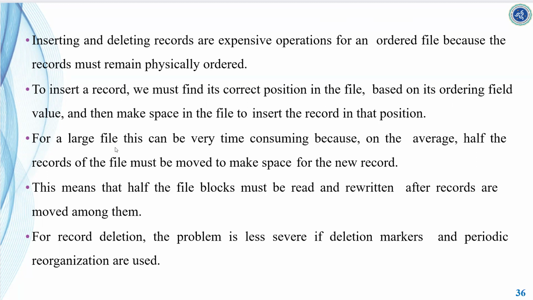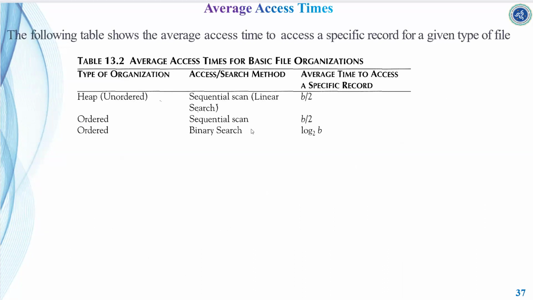If it is a large file, this is very time consuming. On average, half of the records of the file have to be moved to make space for a new record. This means that half the file blocks must be rewritten after records are moved among them. For record deletion, the problem is less severe. Deletion markers and periodic reorganizations are used.